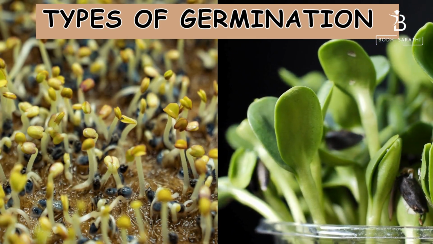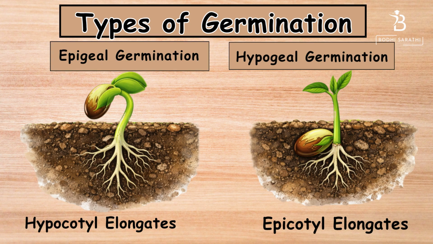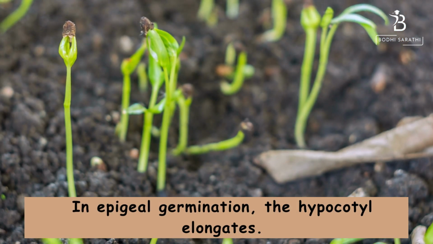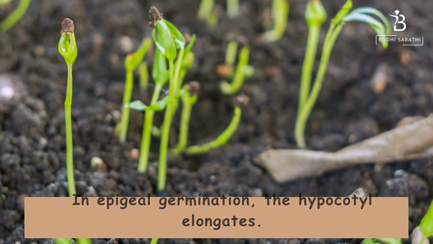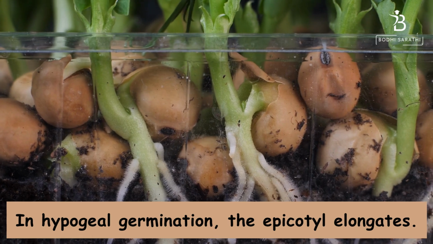Types of germination. The main difference between epigeal and hypogeal germination depends on which part of the seedling elongates. In epigeal germination, the hypocotyl elongates. In hypogeal germination, the epicotyl elongates.